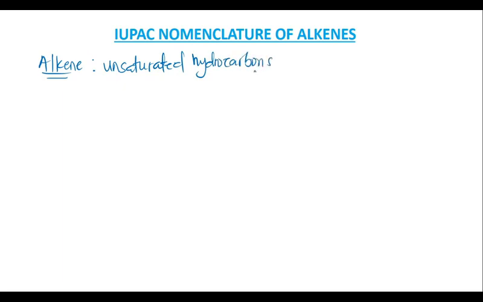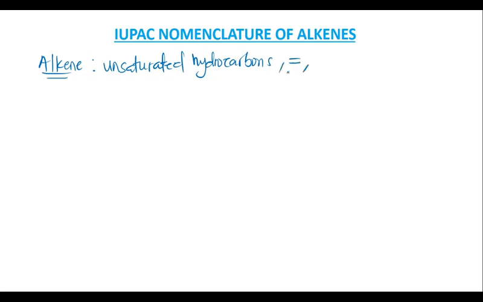So let's begin. So what then are alkenes? Alkenes are unsaturated hydrocarbons. That is, they have a double bond.